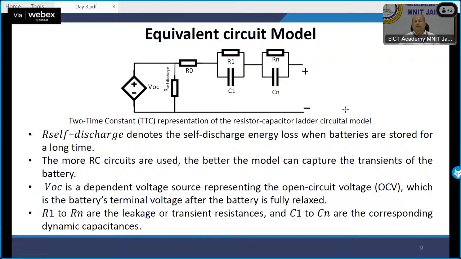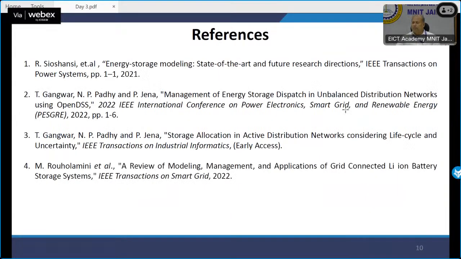And the open circuit voltage VOC is a dependent voltage source representing the open circuit voltage OCV, which is the battery terminal voltage after the battery is fully relaxed or nicely charged. R1 to Rn are the leakage or transient resistances, and C1 to Cn are dynamic capacitances. Even this is an equivalent model, and I will not say it's exact, but you will get close to exact if you keep those RC shunt circuits again and again up to n number of times.